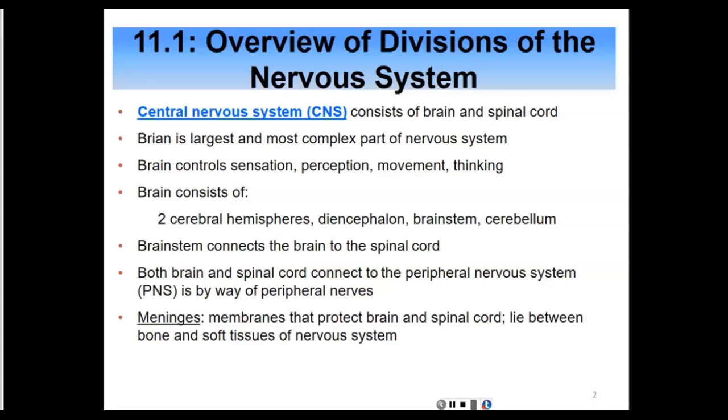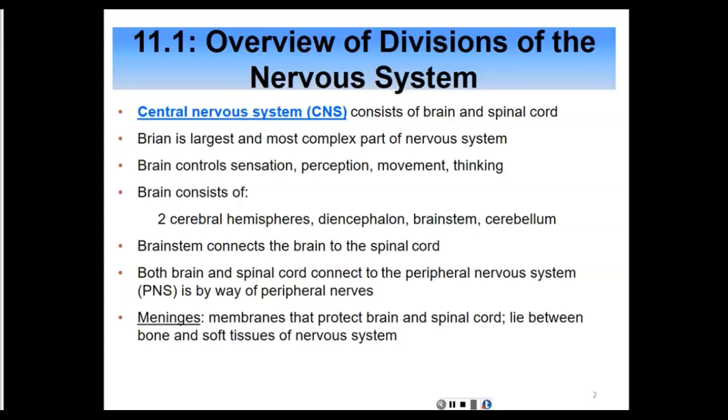The brain consists of two cerebral hemispheres, a structure deep inside called the diencephalon, the brainstem, then the cerebellum. The brainstem connects the brain to the spinal cord, and both brain and spinal cord connect to the peripheral nervous system by way of peripheral nerves.